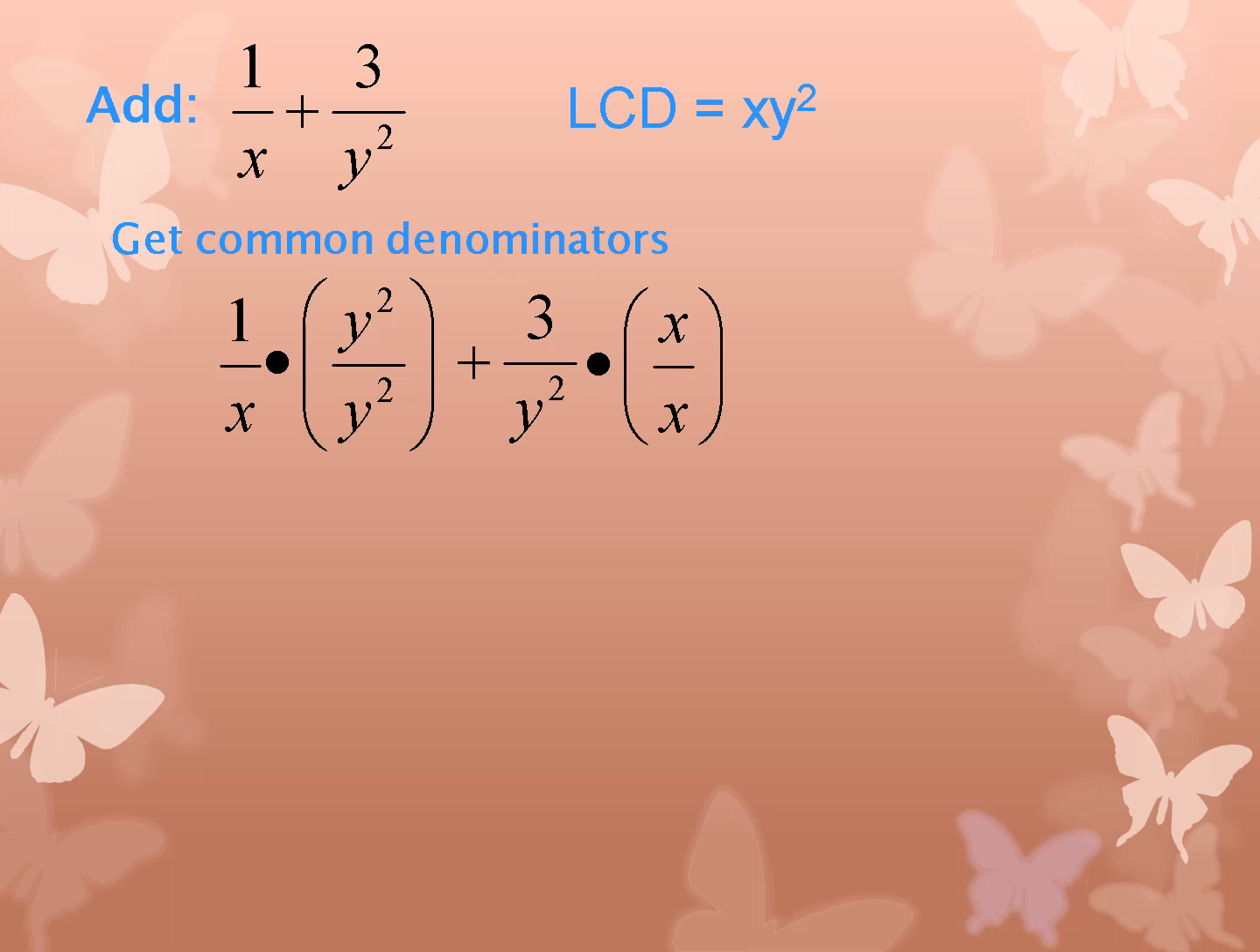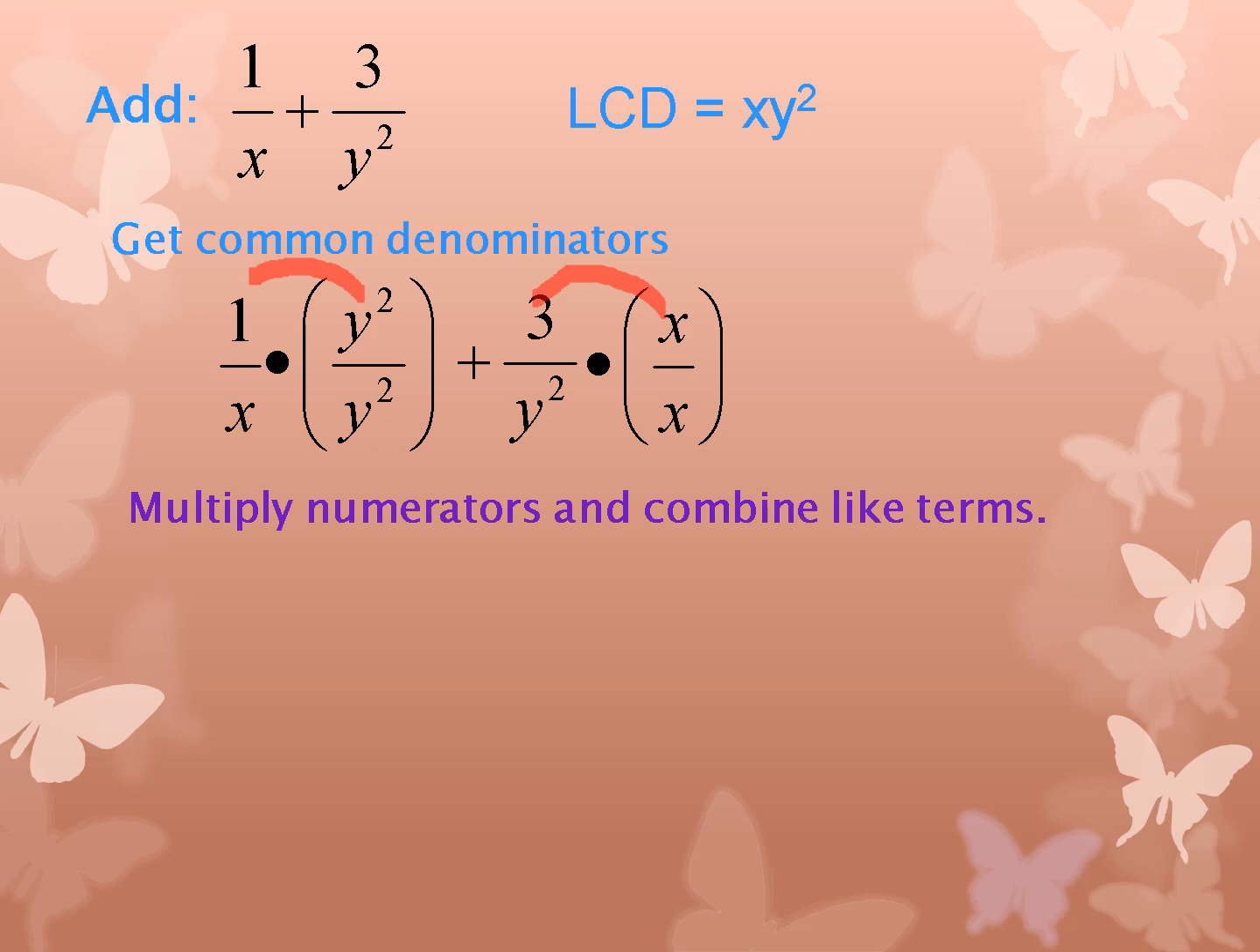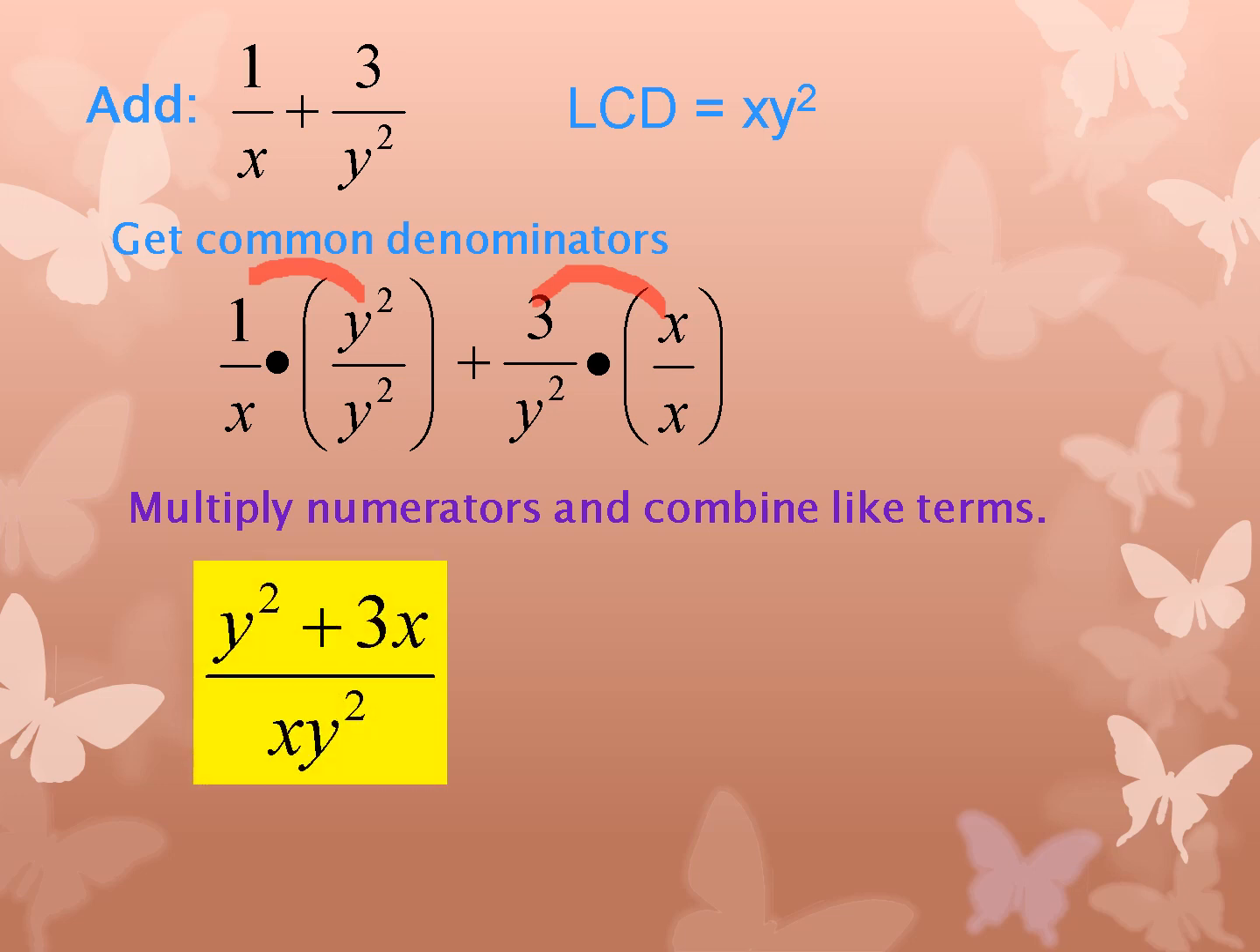So now we clean it up. 1 times y squared is y squared. And 3 times x is 3x. So let me demonstrate what I just did there. 1 times y squared, and then 3 times x. And then we're going to combine like terms. Each term now is going to be over xy squared. So when we combine those, I have y squared plus 3x over xy squared.